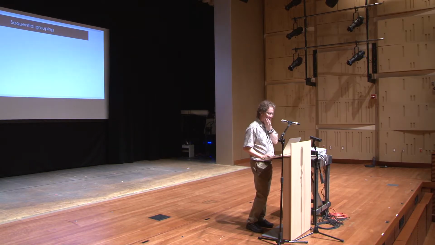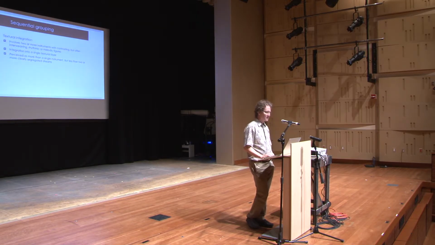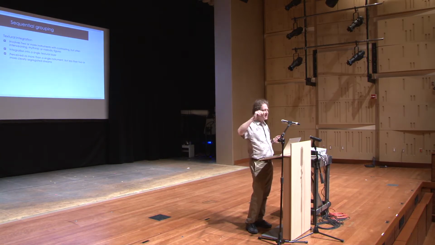Okay, so let's move on now to issues of higher level kinds of structures, sort of like textural integration. We call textural integration a case where it involves two or more instruments with contrasting but often interweaving rhythmic or melodic figures. They get integrated into a single textural layer, and they're perceived as more than a single instrument, but it becomes very difficult sometimes to actually track all the instruments, and so your attention is switching around, and it basically ends up trying to group things together into a kind of surface texture, which I call texture in the sense of tactile texture, not things like homophony and polyphony and so on, as music theorists would talk about.